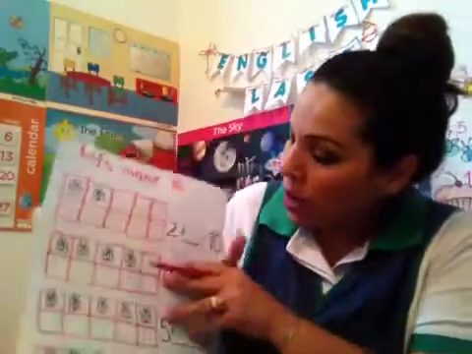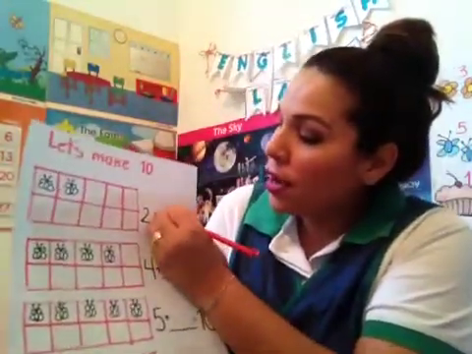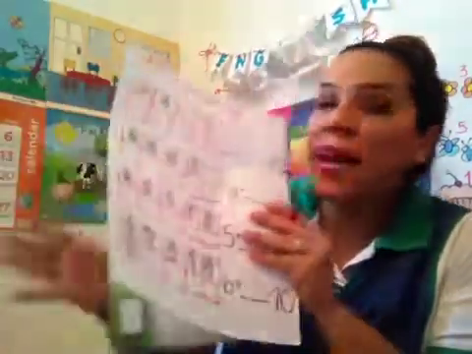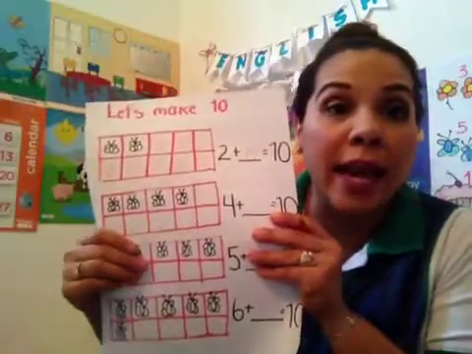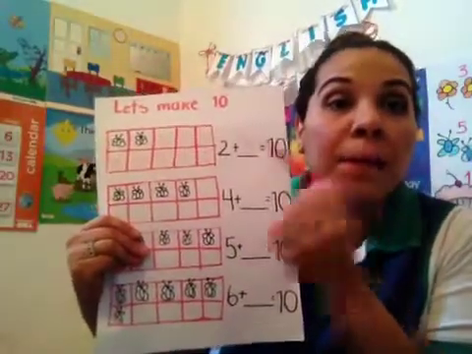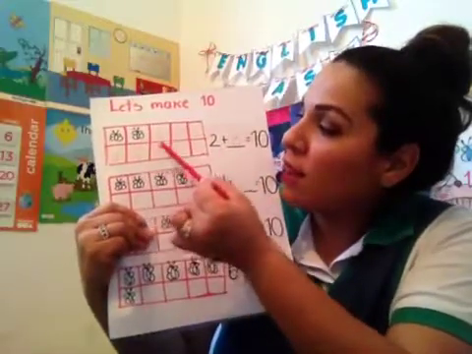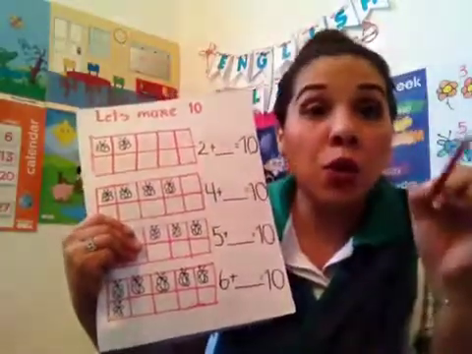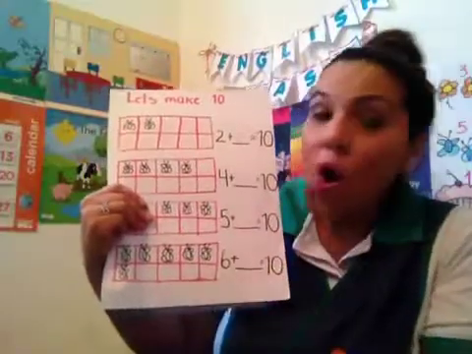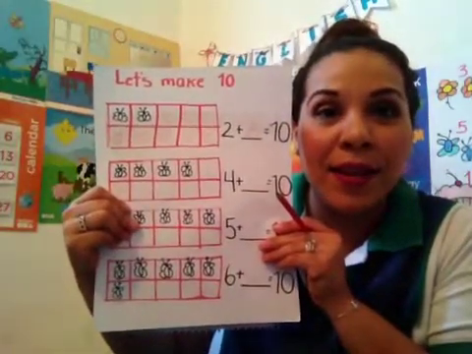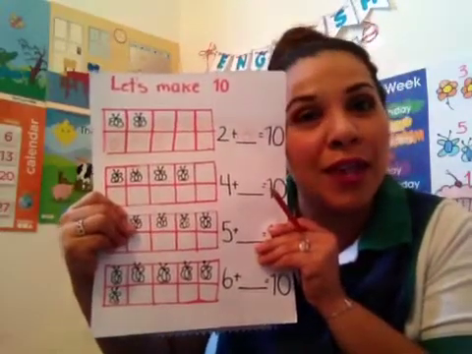Let's write number 8 right here. 2 plus 8 equals 10. Okay? We have 10 butterflies. 1, 2, 3, 4, 5, 6, 7, 8, 9, 10. So you are going to work on the next ones. Okay? This is the last activity and we finished for today.